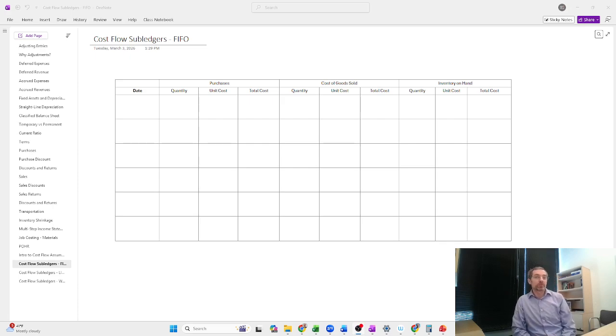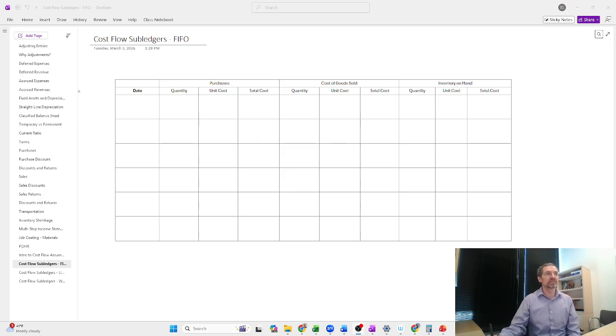One of the most confusing parts about this unit for students is filling out the tables that track the cost of goods sold and all of the layers in inventory. In your homework, you're going to see a table similar to this, where it has date and then it has purchases, cost of goods sold, inventory on hand. So let's just run through some examples of how this is filled out.